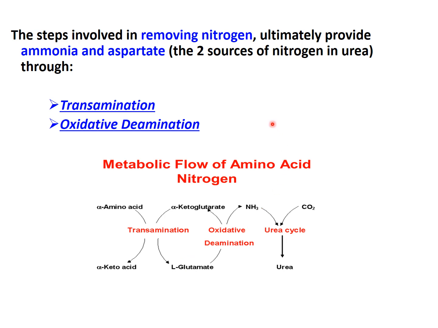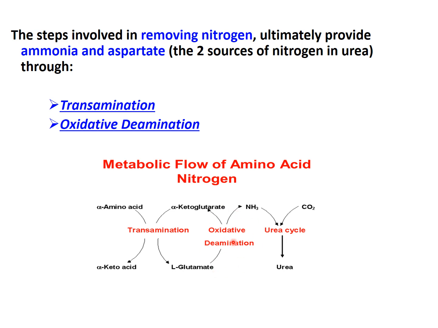So, two steps are involved in removing nitrogen from an amino acid. One is called transamination, the other is called oxidative deamination. And I put here a summary figure just to show that if there is an amino acid, the amino group can be removed and then the carbon skeleton remains. Through transamination, the amino group is transferred to another keto group and another amino acid will be formed. I go into details just in a second.